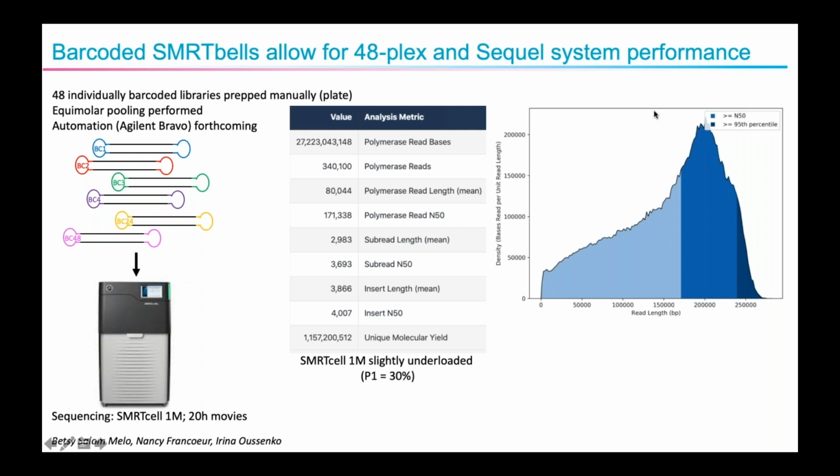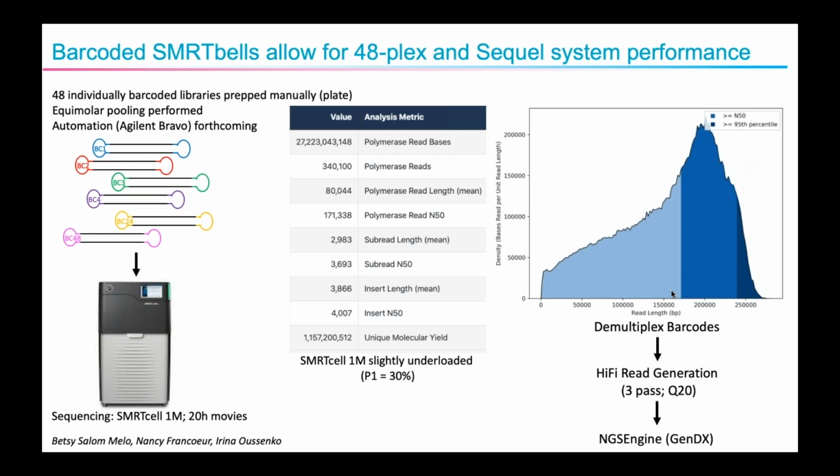What's really striking is this curve on the right, which is the base density graph. The polymerase N50 here was over 170 kb, which means that 50% of the data we collected was in reads of 170 kb or longer, which means that if that was an average of a 4 kb amplicon, it went around it many times in order to generate that highly accurate HiFi read.